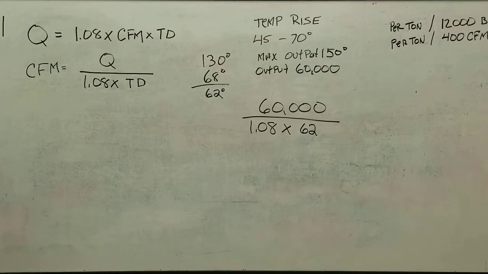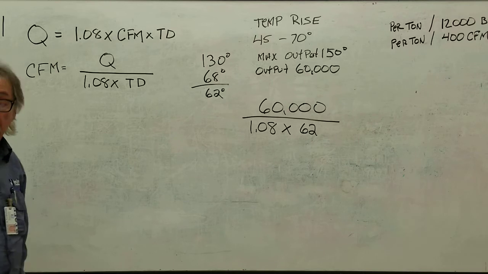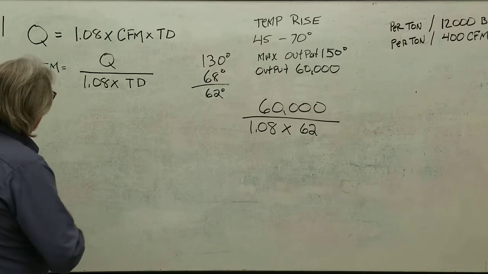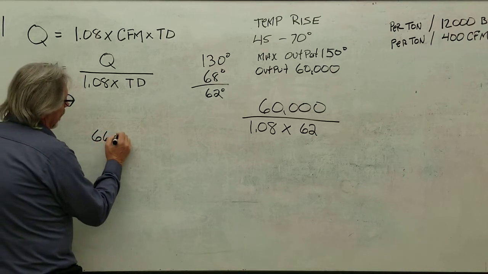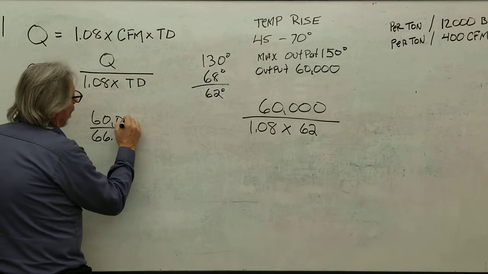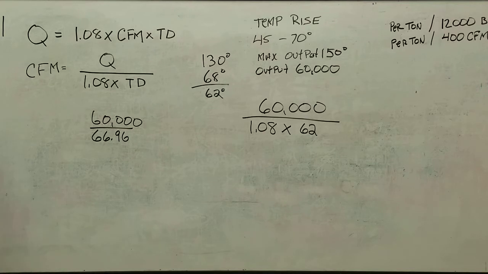So what do you got? Anybody get something different? So what's 108 times 62? 66.96. Yeah, 0.96. 86.96 divided by 60,000. Oh my goodness. Okay, so what do you come up with? 896.05.